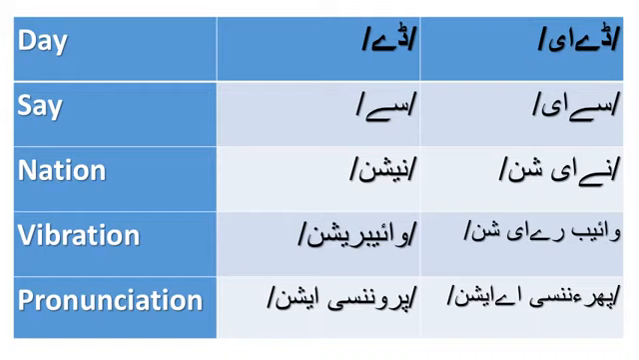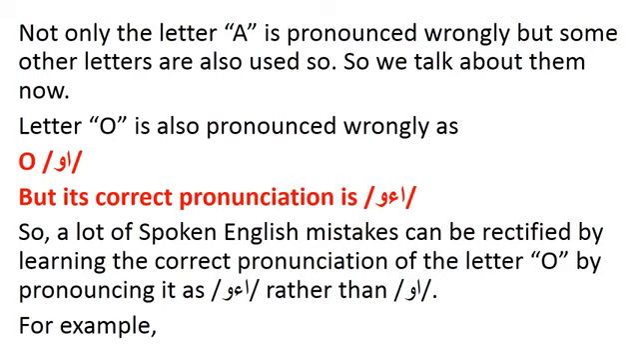Then the next word, V-I-B-R-A-T-I-O-N. This is not vibration, but the correct pronunciation is vibration. The next word is P-R-O-N-U-N-C-I-A-T-I-O-N. Not pronunciation, but pronunciation. Not only the letter A is pronounced wrongly, but some other letters are also pronounced so. So we talk about them now.